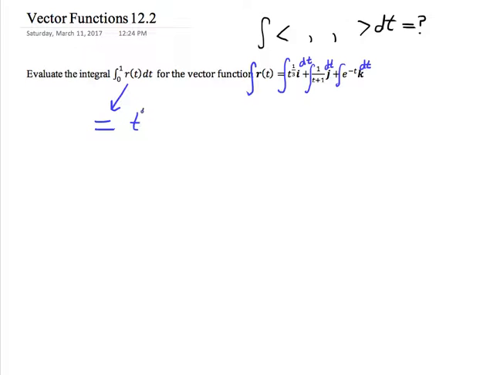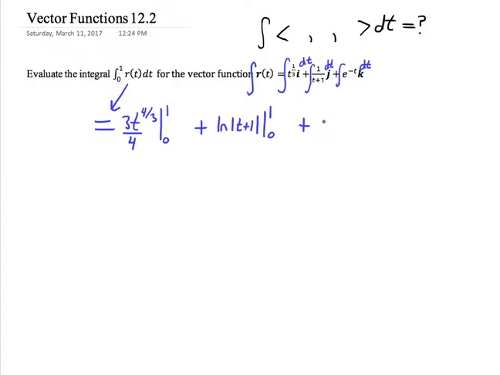t to the 1/3 plus 1 is 4/3. Divide by 4/3, and that's the same as multiplying by 3/4. So we're going to have that guy. I'm going to do i, j, and k in another color. We're going to integrate that from 0 to 1. Alright, so then we're going to have plus, what is the integral of 1 over t plus 1? I think the antiderivative of that should be the natural log of the absolute value of t plus 1. We're going to evaluate that from 0 to 1 with the fundamental theorem.